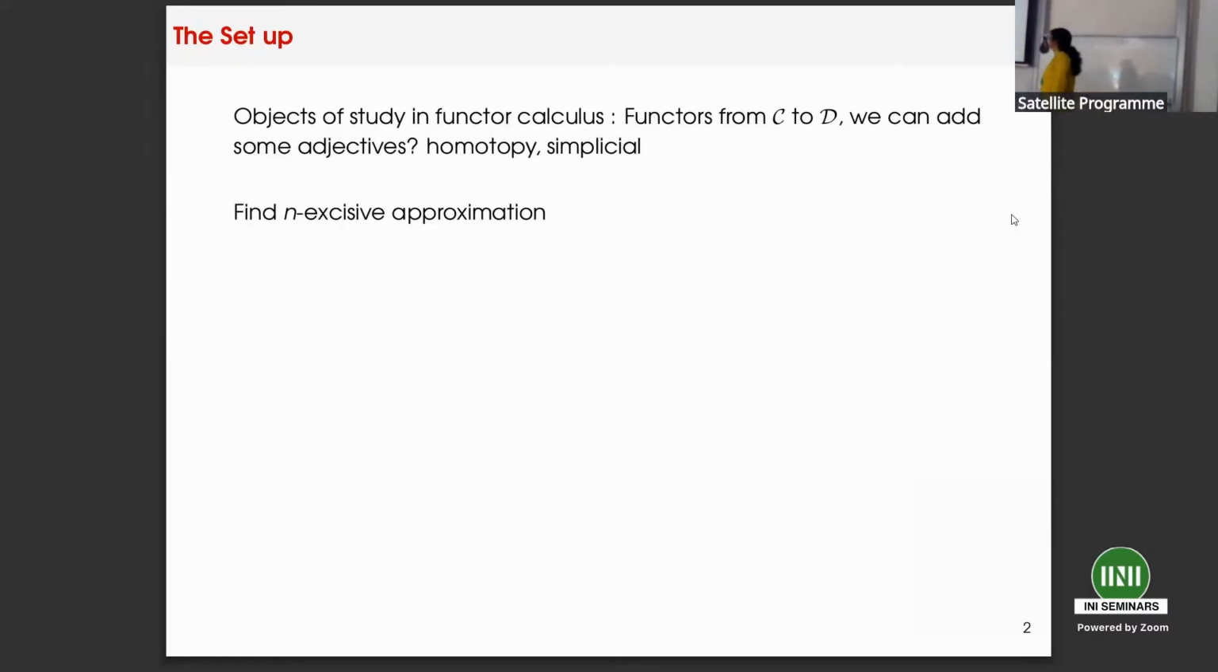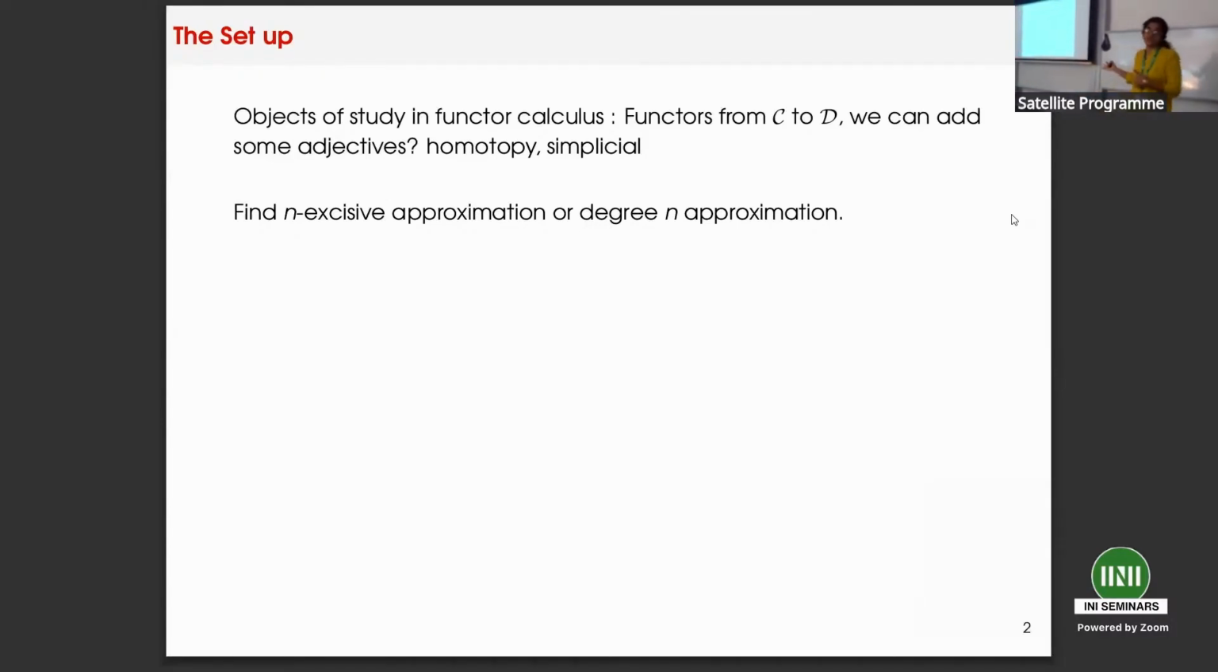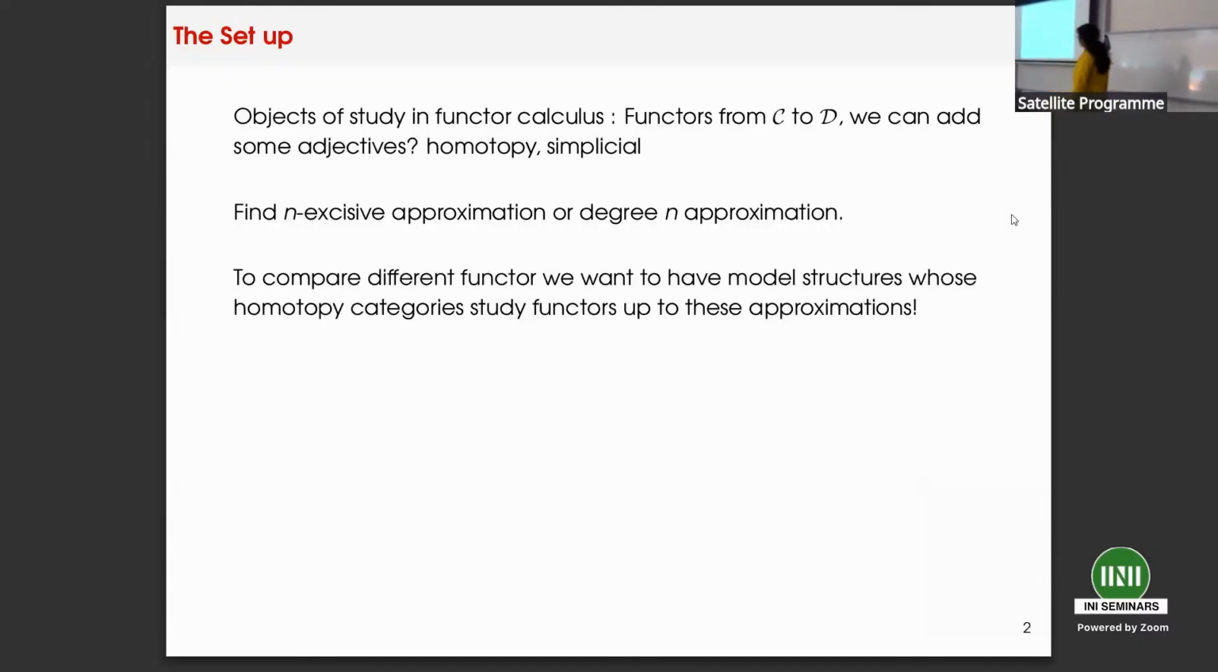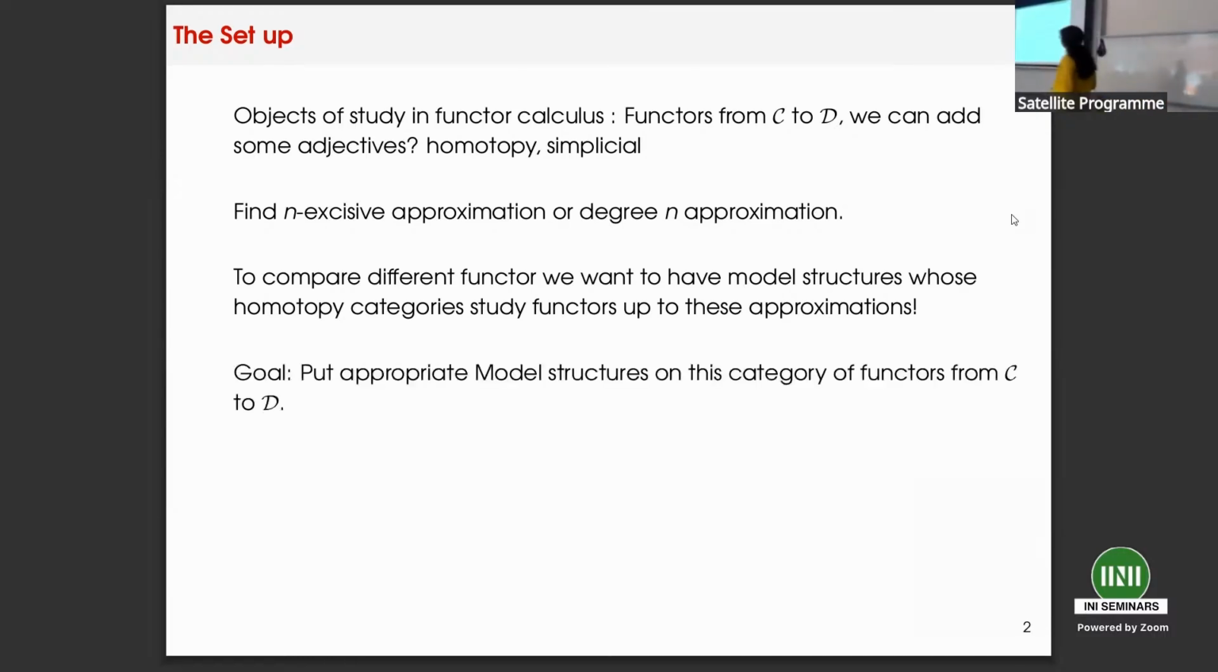And usually you want to find the n-excisive approximation of your functor. You want to find a degree n approximation. What Kristen was talking about today is what I call degree n approximation in the context of Boolean functor calculus. Okay, and if you want to compare different calculi of functors, you want a model structure on it where you want to study your objects up to these approximations. So you want a model structure where two functors are equivalent if their n-excisive approximations are equivalent, or if their degree n approximations are equivalent. So that's what we're trying to understand.